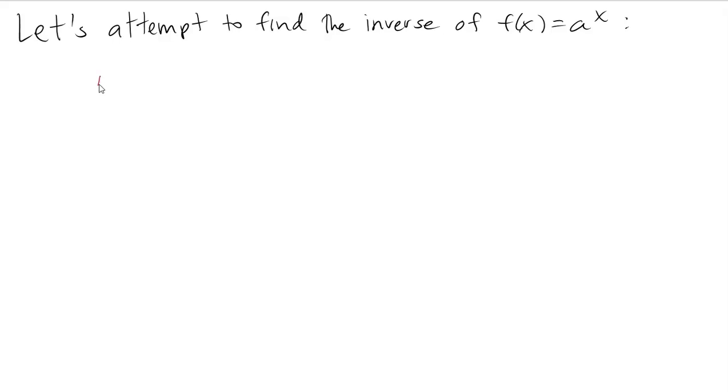We'll replace the function notation with y equals a to the x. Now we interchange x and y, so we get x equals a to the y. And now what? How do we solve for y? We don't have an algebraic procedure to do this.